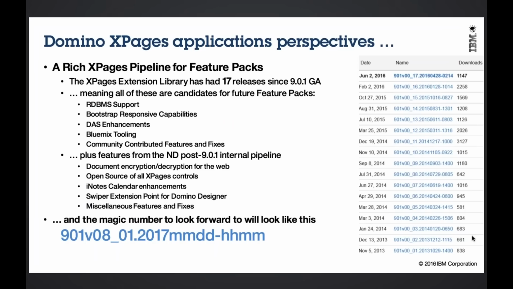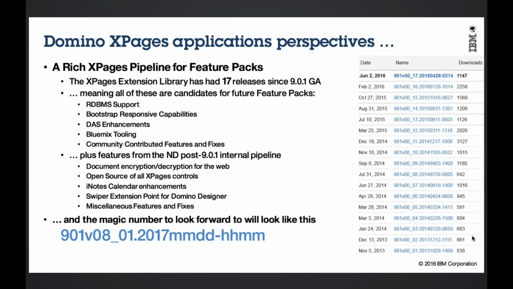So that includes RDBMS support, it includes Bootstrap capabilities, which have proven to be very popular, REST DAS enhancements, Bluemix tooling, and the community has also gotten in there and done some of their own features and fixes. So the sum of all those parts would be eligible as candidates for feature packs and can be delivered as such. Not to mention, as I say, the stuff that we had in our own internal pipeline.